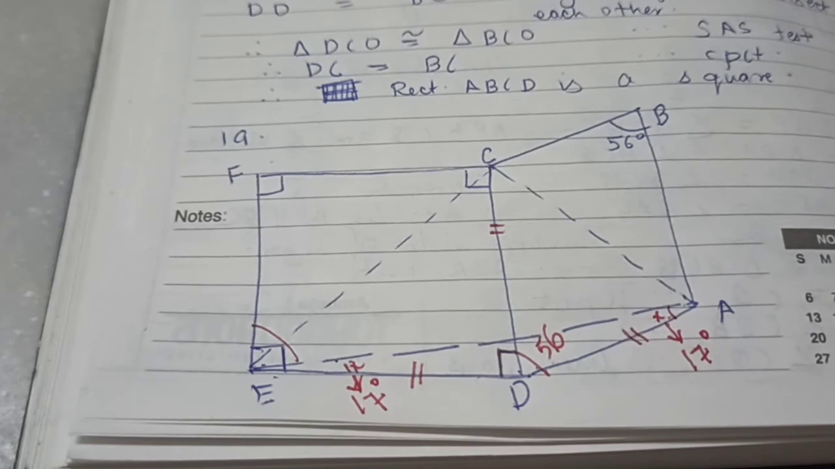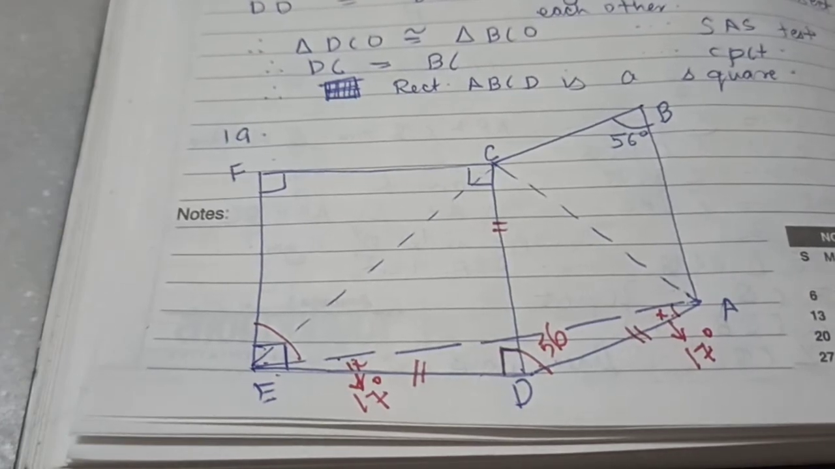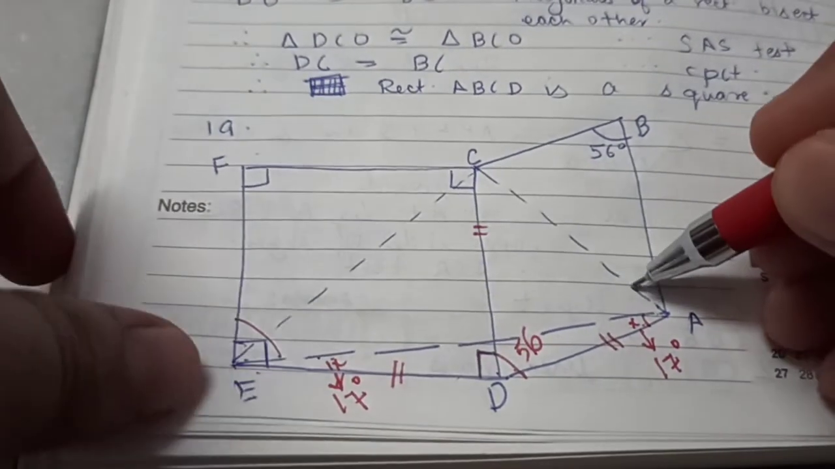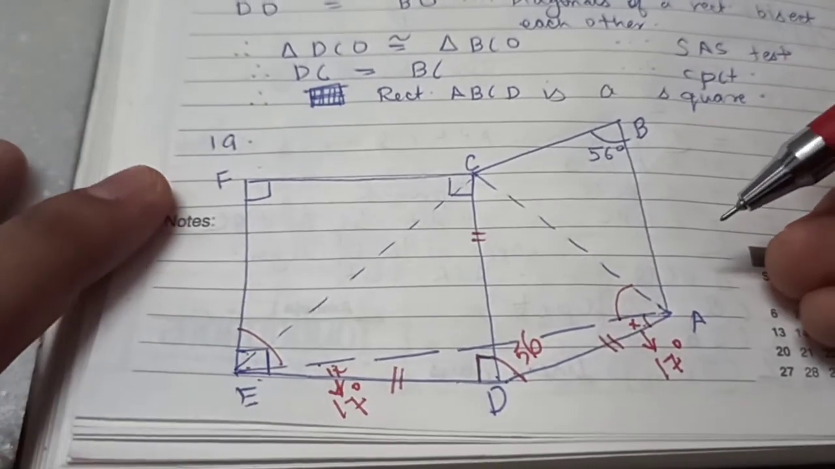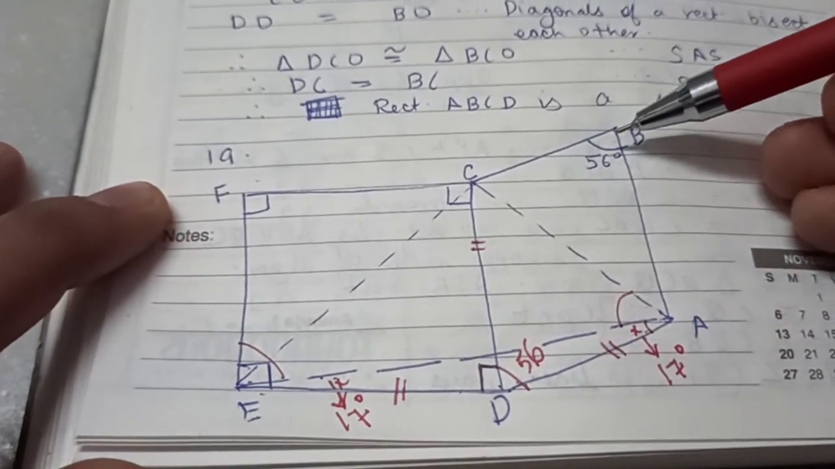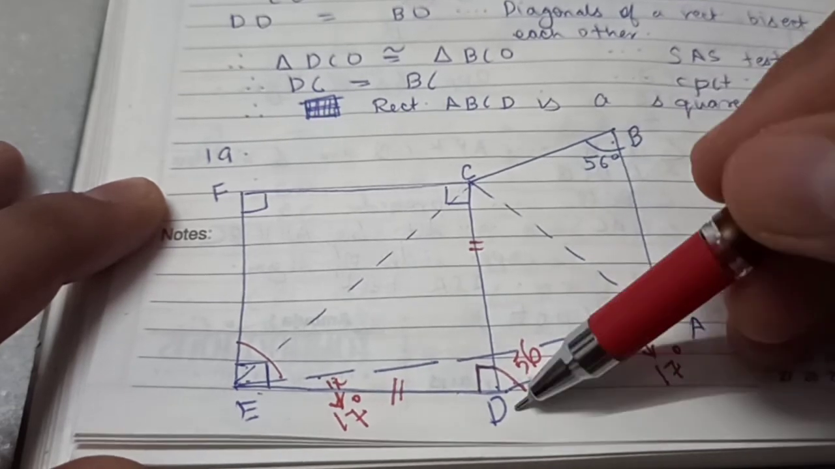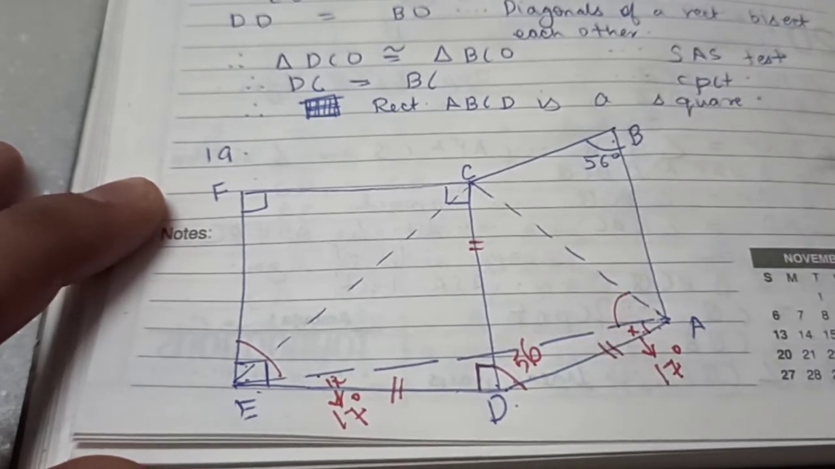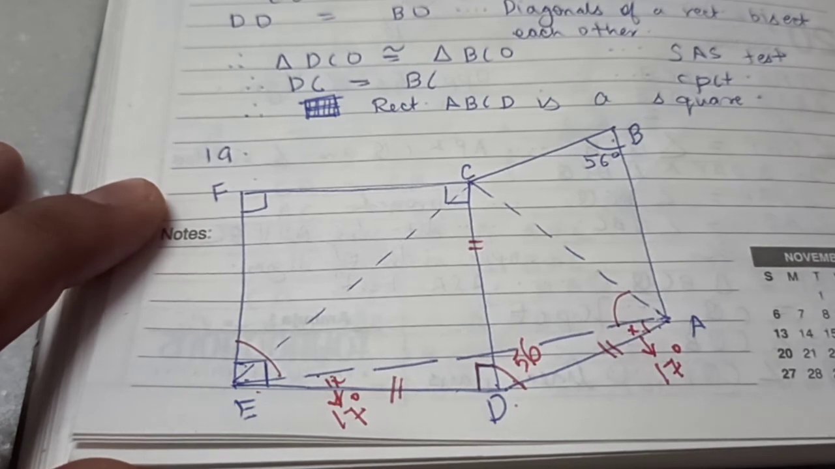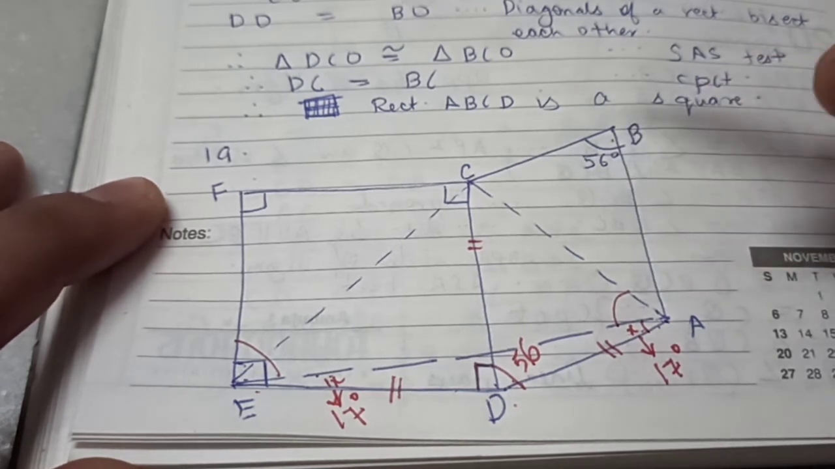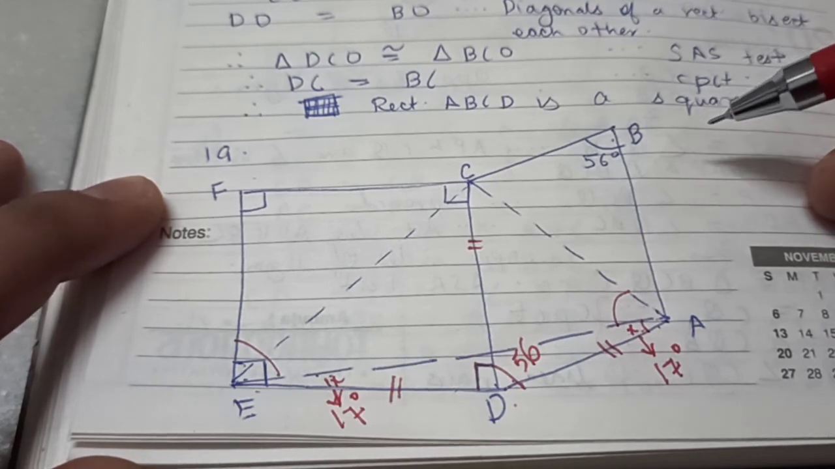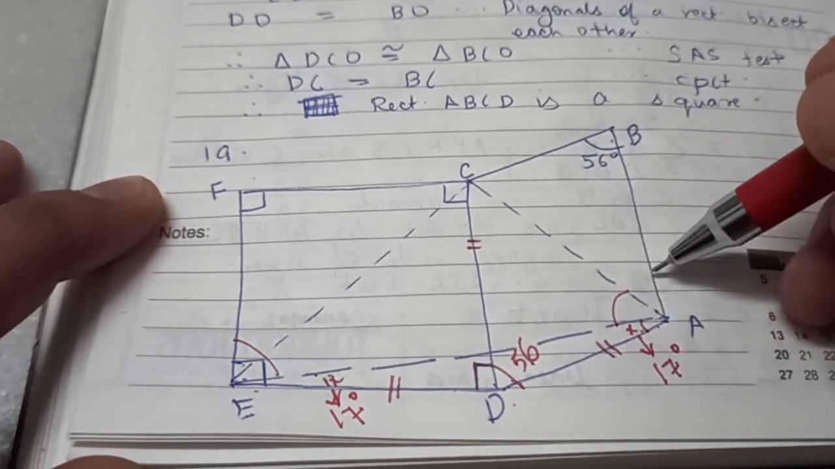Next, Roman number 3 is angle EAC. Now, this angle, EAC. First of all, if this is 56, then the adjacent angle BAD will be entirely 180 minus 56, which is 124 degrees.